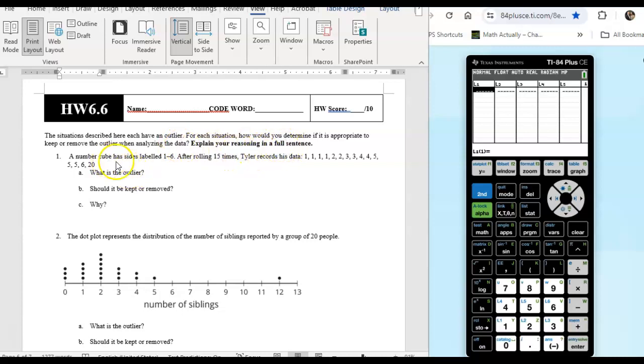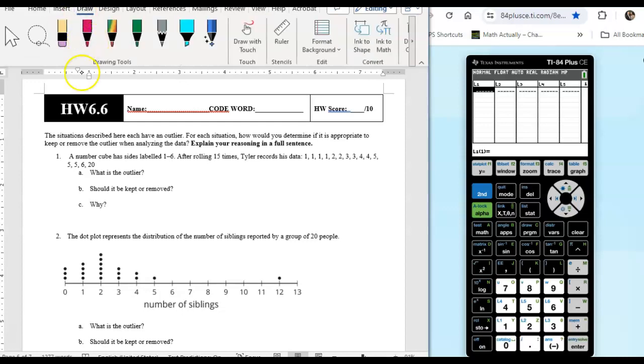Okay, so a number cube has sides labeled 1 through 6. After rolling 15 times, Tyler records his data. What is the outlier? So here, obviously, the outlier is 20, right? Because that is much greater than all of the other numbers. And it says, should it be kept or removed? So this is the one that Ben mentioned in class today.